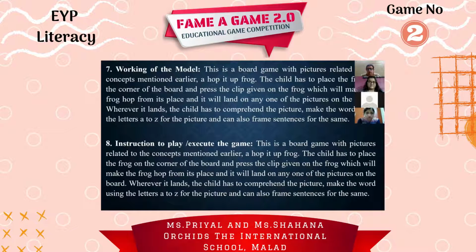When you place the board on the table, the child has to place the frog on any one corner of the board. The frog's tail has a clip. When you press that clip, the frog is going to hop and it's going to be placed at any one picture of the board. Wherever the frog stops, the child has to identify the picture and say what the picture is. For example, it's a crab. So he will say the sounds k-r-ab, crab. Make that word with the letters given to the child from A to Z.